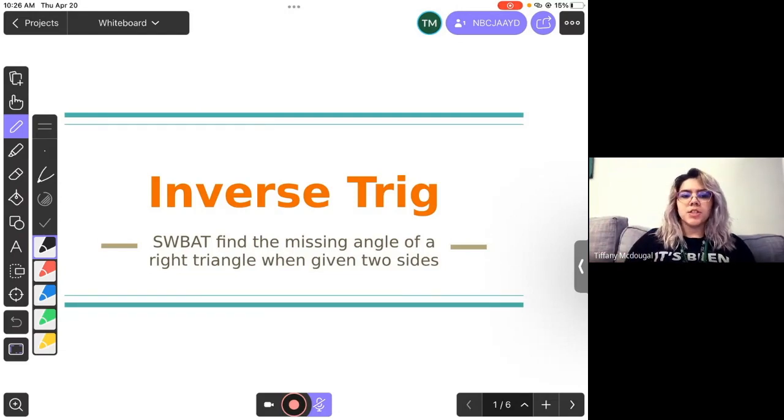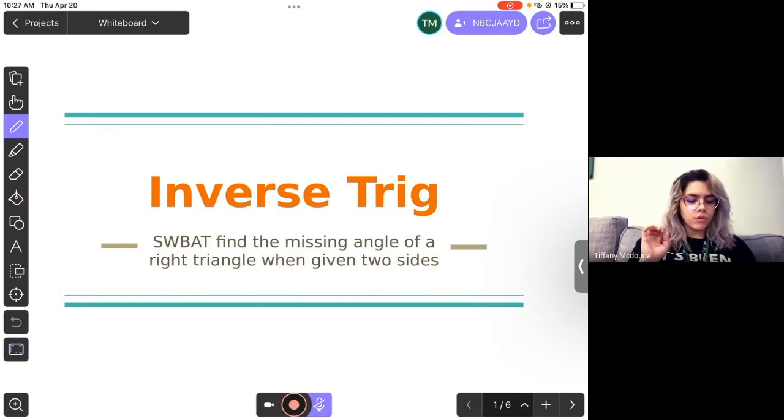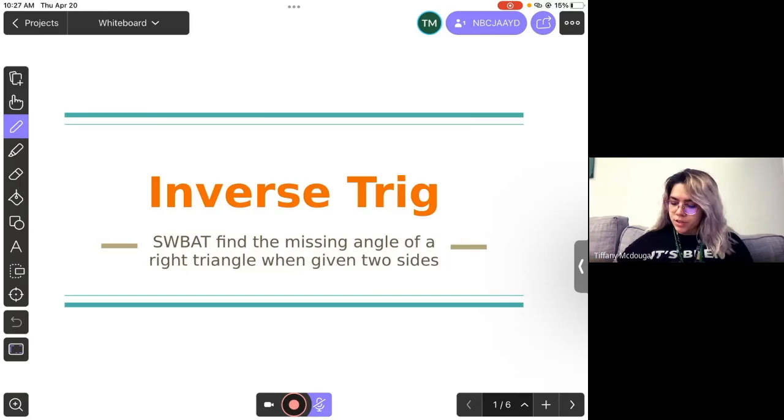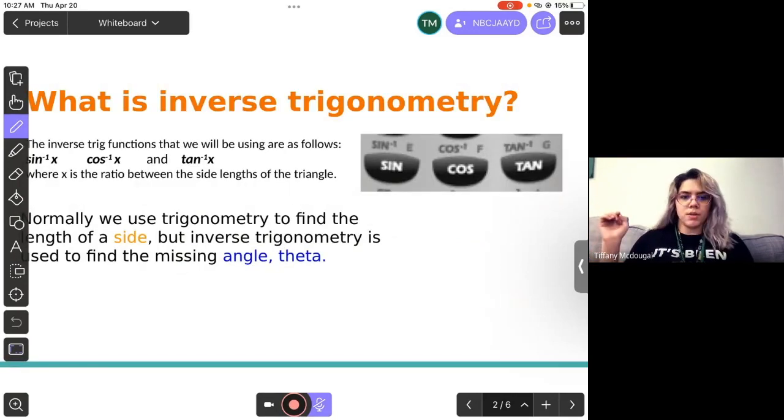Good morning, mathematicians. Today we are going to be going over inverse trigonometry. This should feel like a refresher from your 9th grade year in geometry. Don't forget to write your objective, and let's go ahead and jump in.